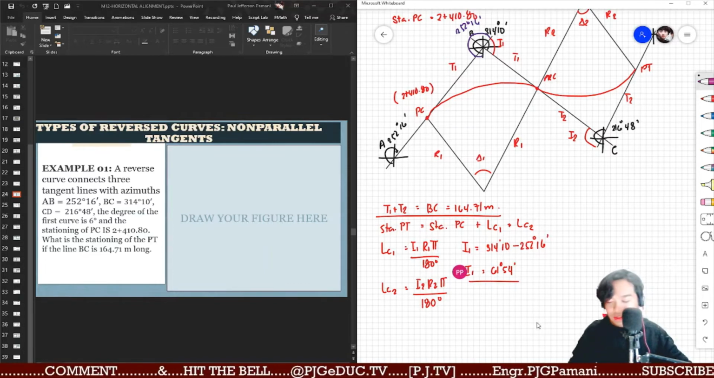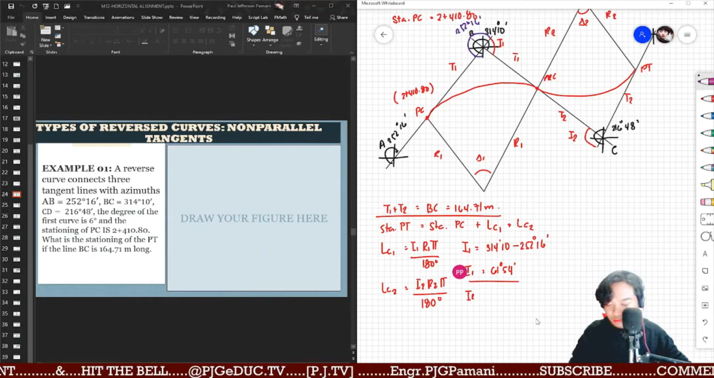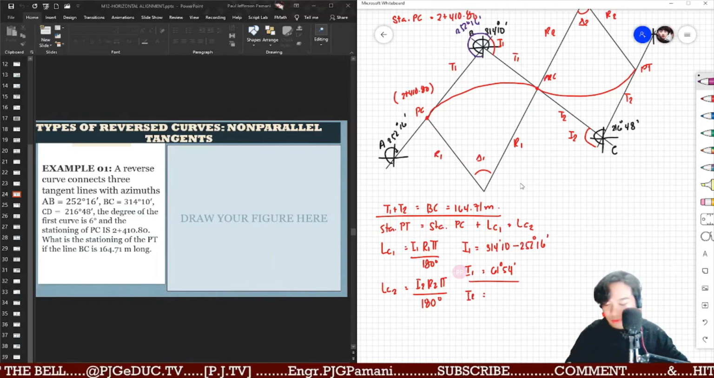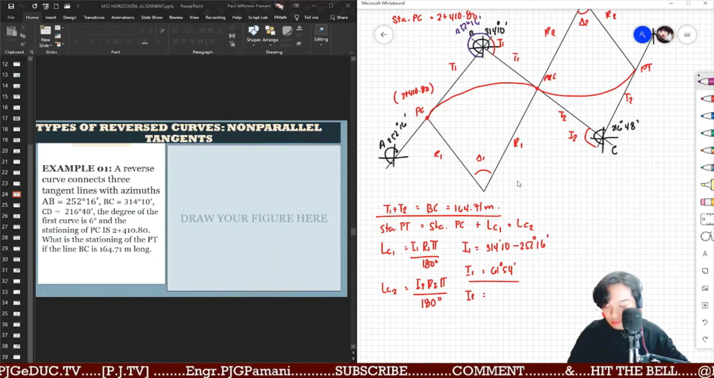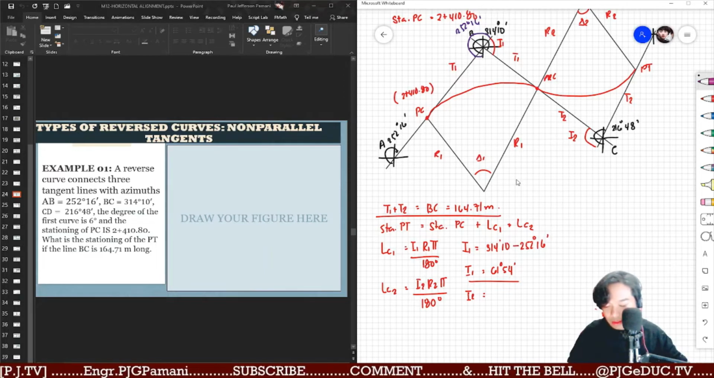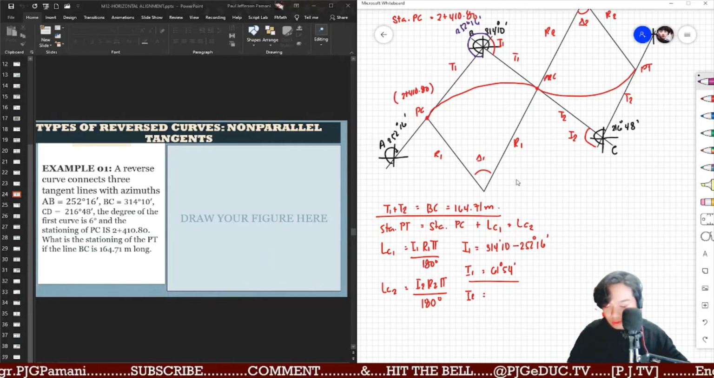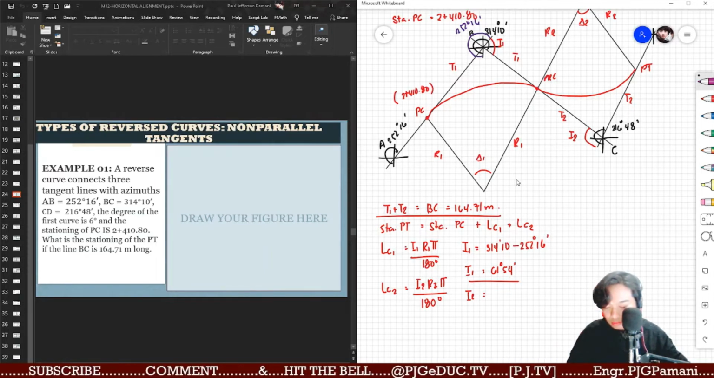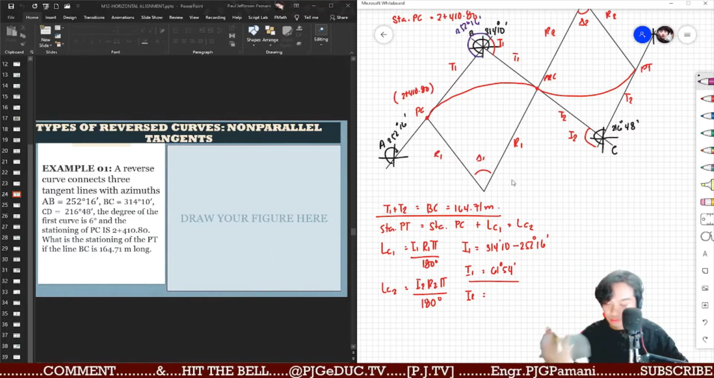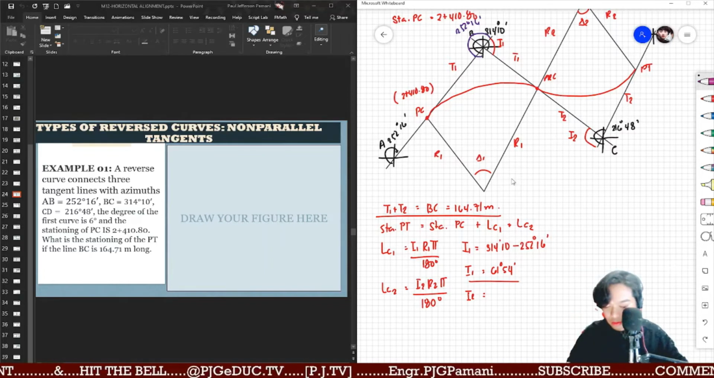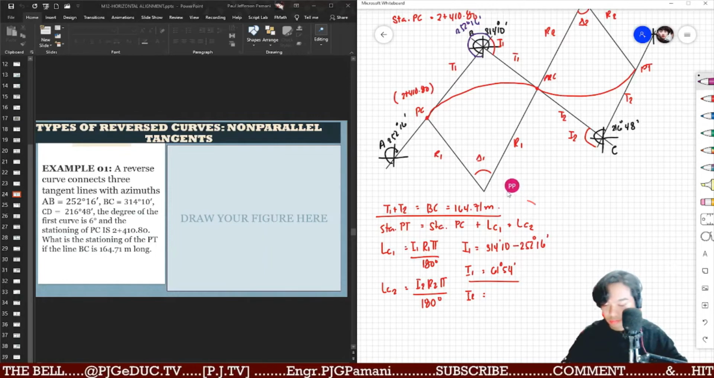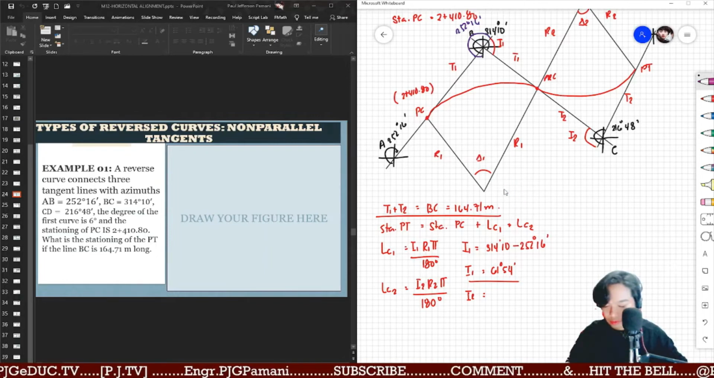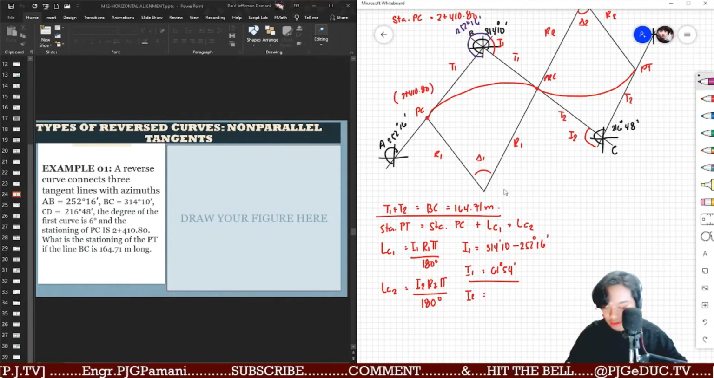Ganun din sa I2. Paano natin kukunin yung I2? Baliktarin lang naman natin yan. Ito ay 314.